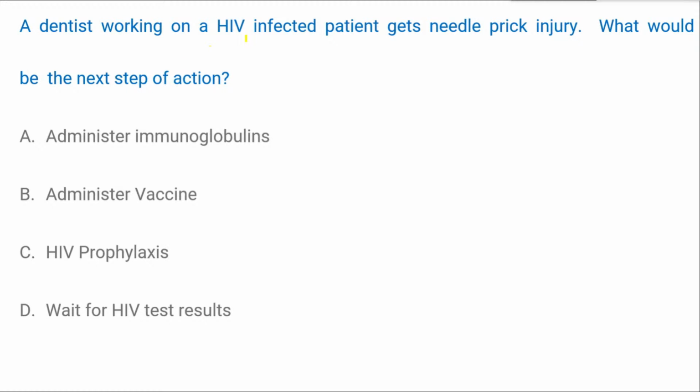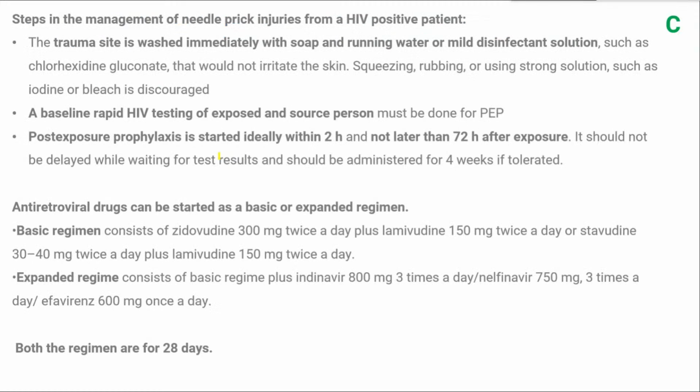A dentist is working on an HIV infected patient and he gets a needle prick injury. What would be the next step of action? Is it administer immunoglobulins, administer vaccine, give HIV prophylaxis, or wait for the HIV test results? The answer is C, that is give post-exposure prophylaxis. Okay.